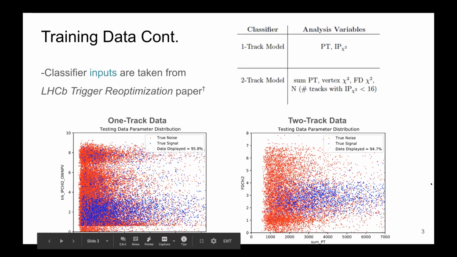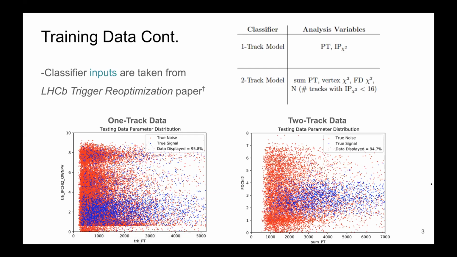For the classifiers themselves, we're using inputs or analysis variables from this LHCb trigger reoptimization paper that's linked in the slide notes. You can also see the inputs in the table on the right here. We have different inputs for the one-track model and the two-track model, but we're looking at things like transverse momentum and a few different kinds of chi-squared variables.